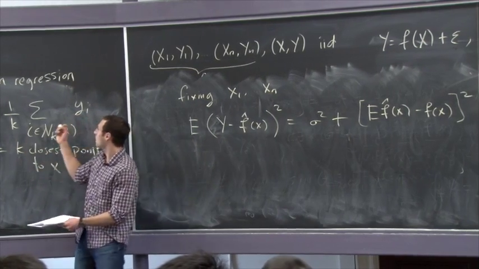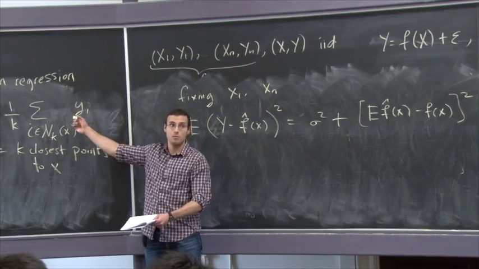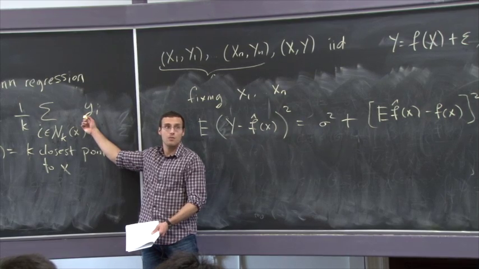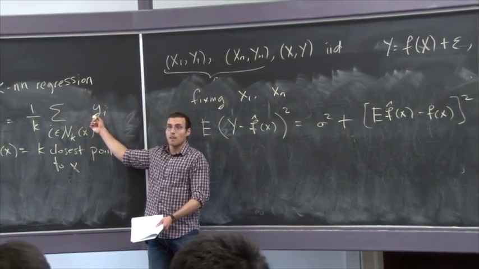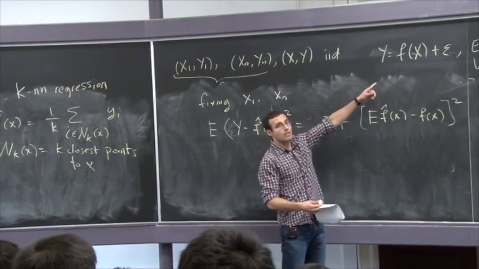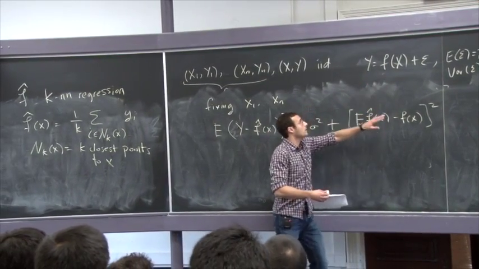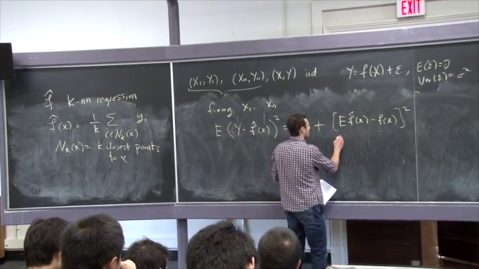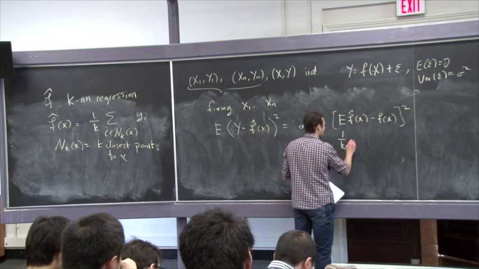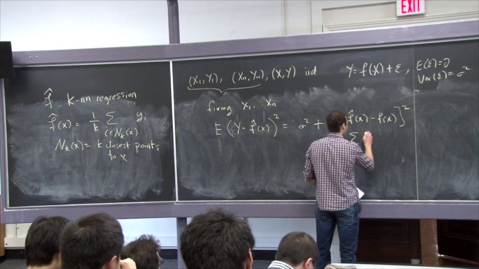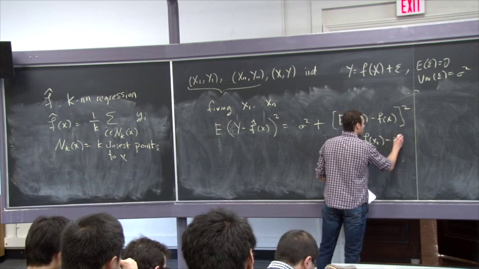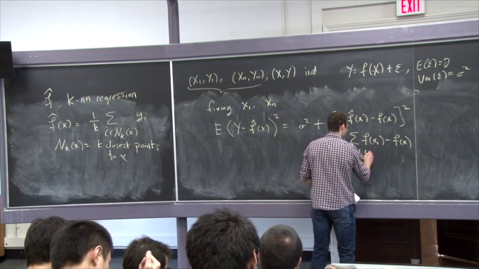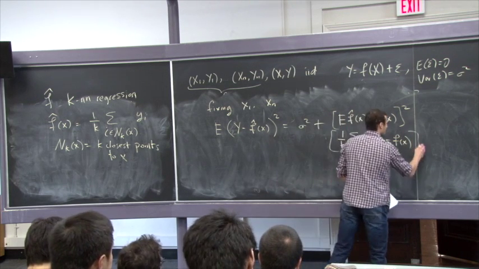The only thing that's random here is the y's, right? So the expectation moves through. X is fixed, so this index set is fixed. What's the expectation of yi? It should be f of xi, because the error is mean 0, so the expectation of y is f of x. So the bias just looks like 1 over k times the sum of f of xi minus f of x, with i in the k nearest neighbors of x. Okay, so we'll get back to that in a second.